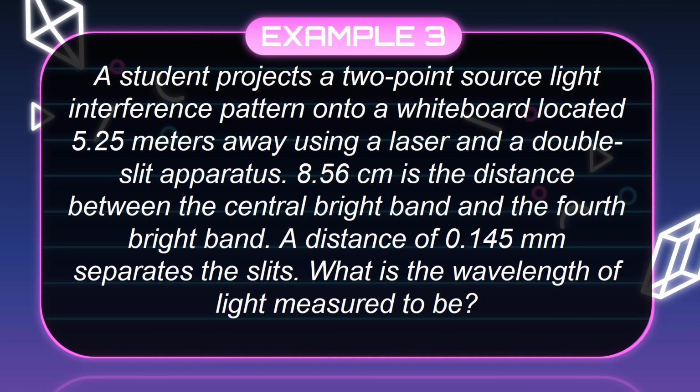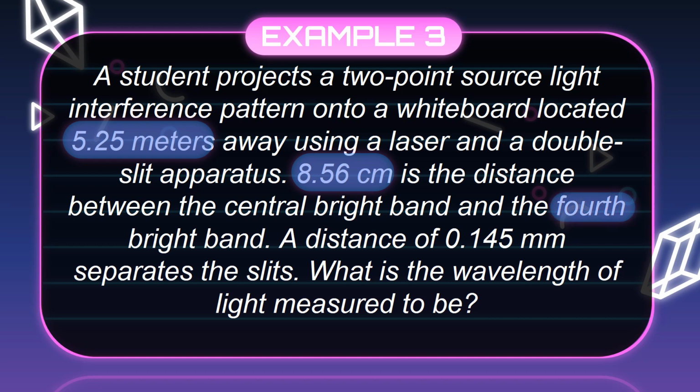Okay, next and last example. A student projects a two-point source light interference pattern onto a whiteboard located 5.25 meters away using a laser and a double slit apparatus. 8.56 centimeters is the distance between the central bright band and the fourth bright band. A distance of 0.145 millimeter separates the slits. Okay, so the question now is, what is the wavelength of the light measured to be?